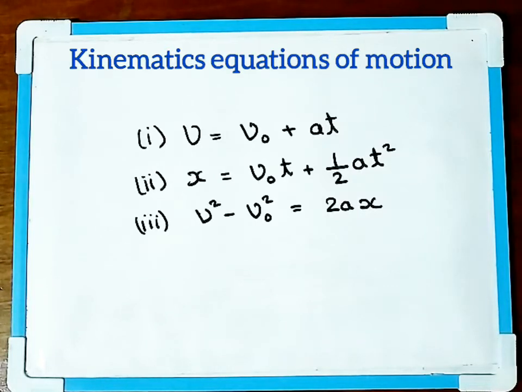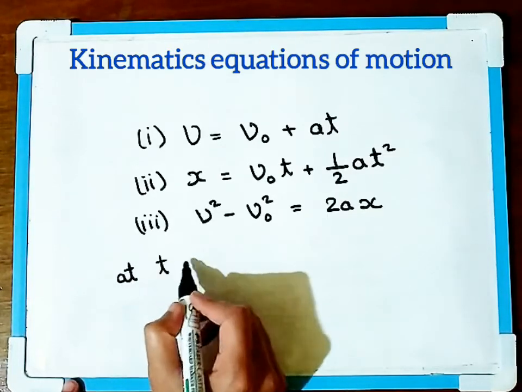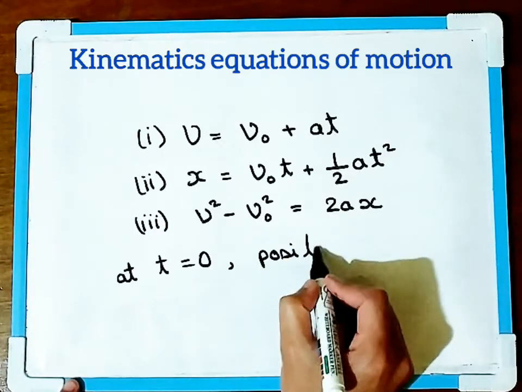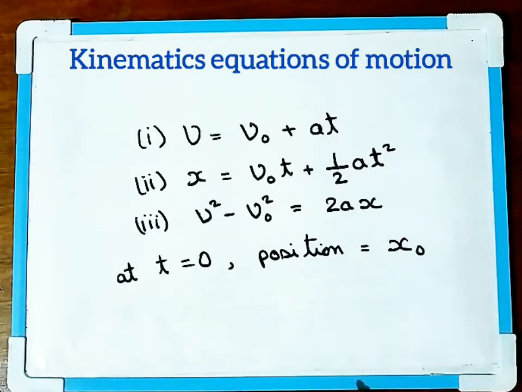We have derived these equations by assuming that the initial position of the object is 0. That is, when the time is equal to 0, the position is equal to 0, and when the time is equal to t, the position is equal to x. But if your initial position is non-zero, say at t equal to 0 the position is equal to x naught, then there will be a slight change in the above equations.